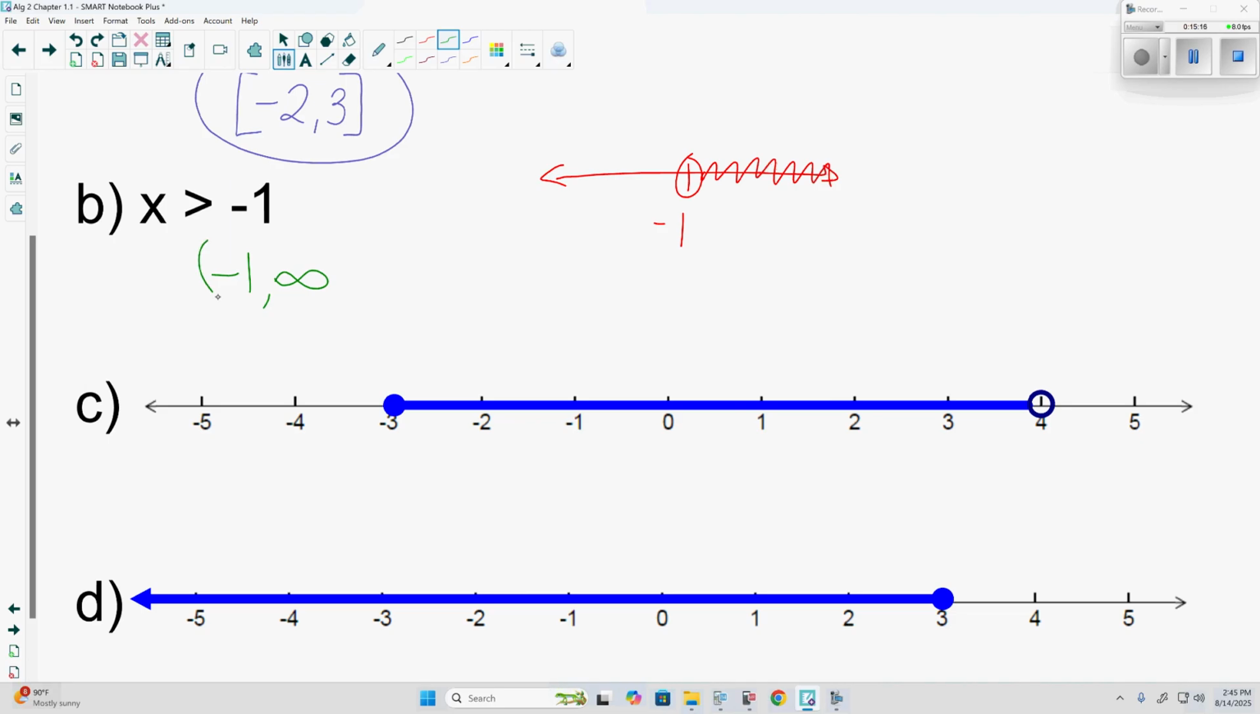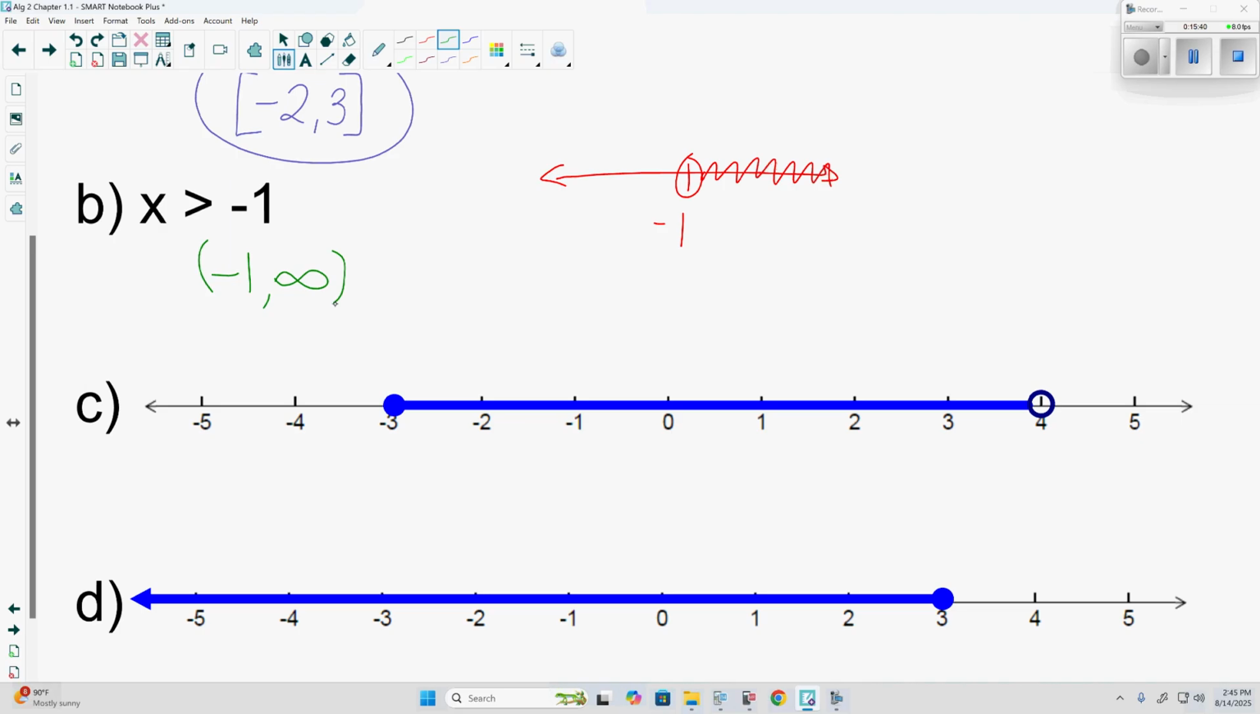How about infinity? Would it have a parentheses or a bracket? Parentheses, because negative infinity and positive infinity will always have a parentheses next to it. We can never get there. Questions on B? We feel good with A and B? We ready to look at C and D?